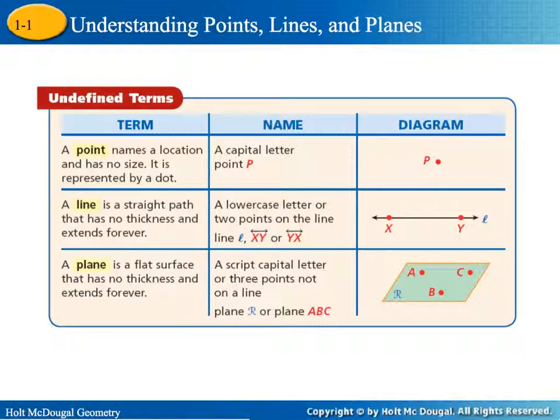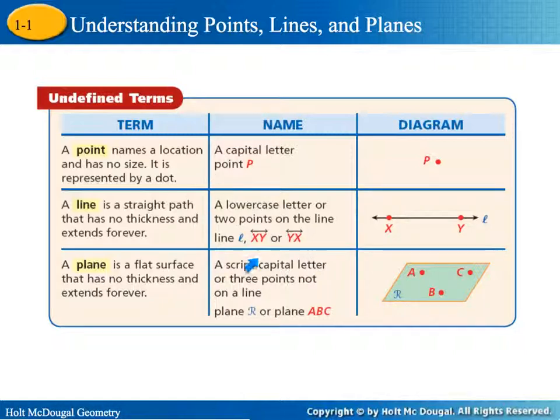Next one is line. A line is a straight path that has no thickness and extends forever. We're going to be naming this with a lowercase letter in cursive or 2 points on the line. So if you notice, there are 2 ways to name this, either XY or YX. So over here in the diagram, you see XY and YX on this line. So you can name it in any order with the arrows above it.